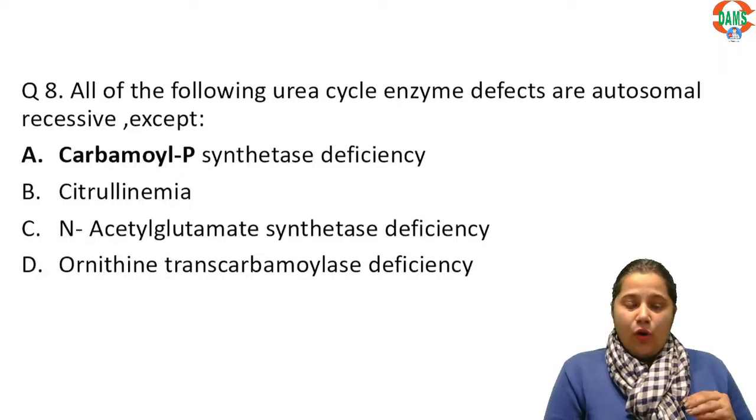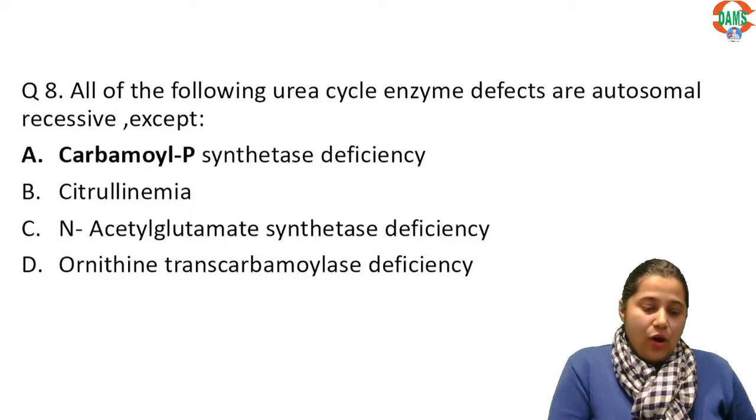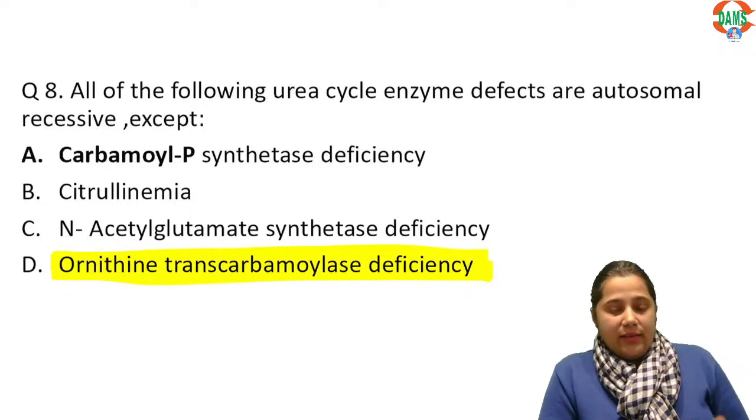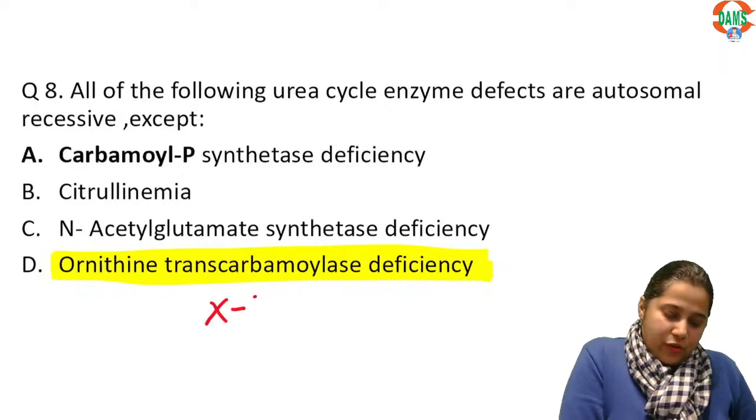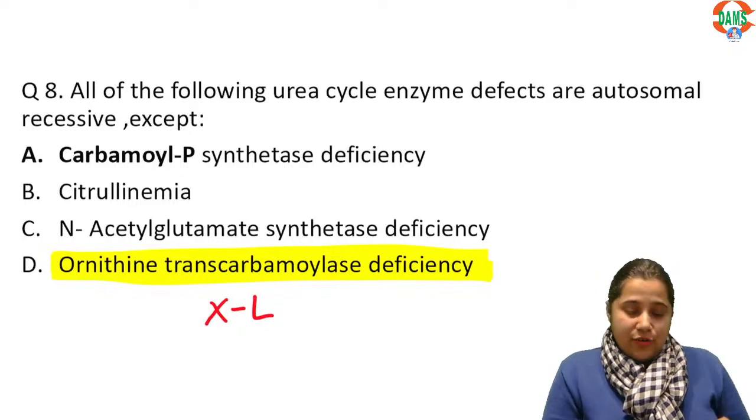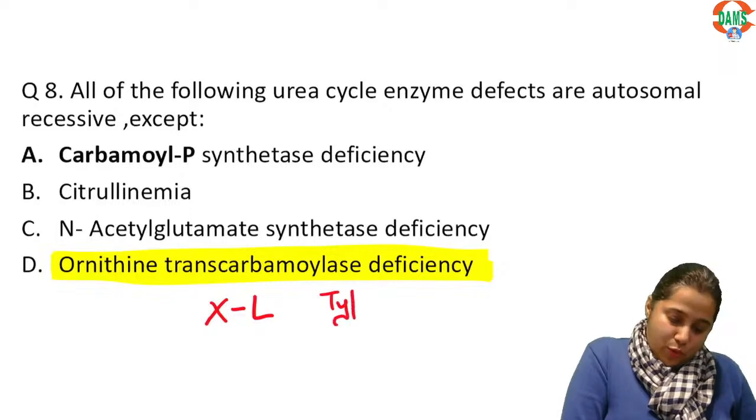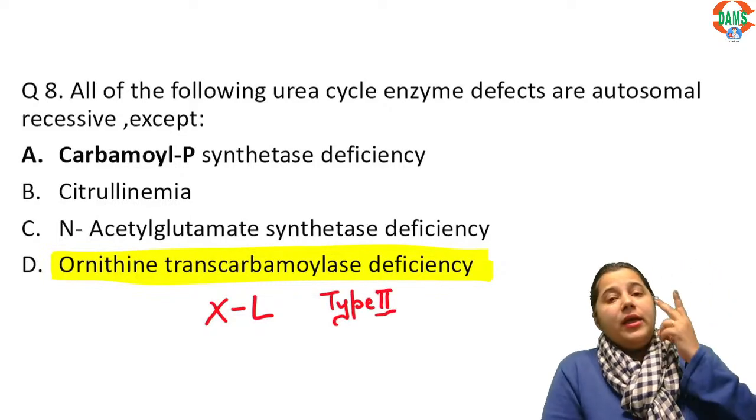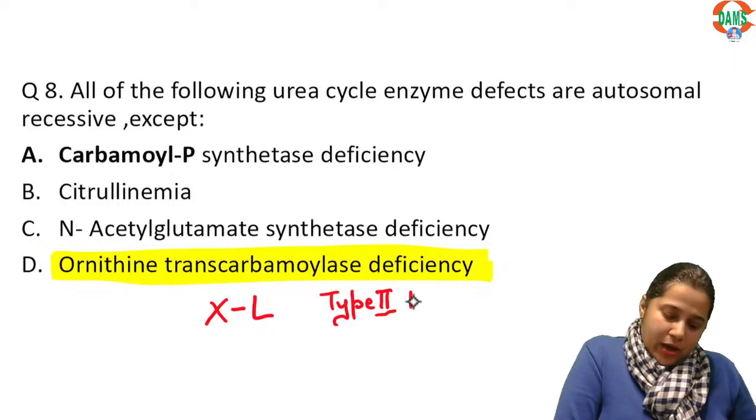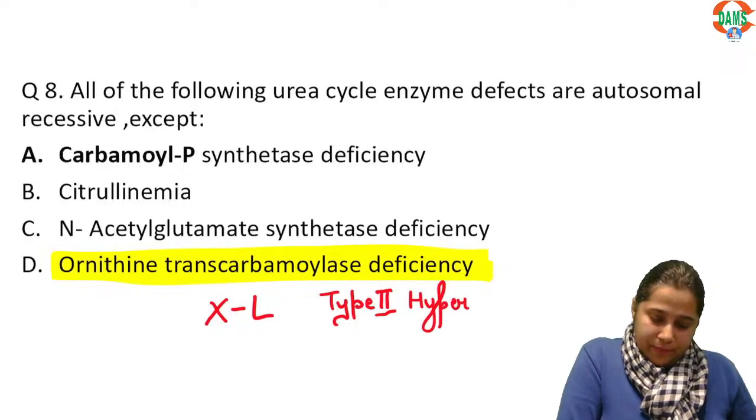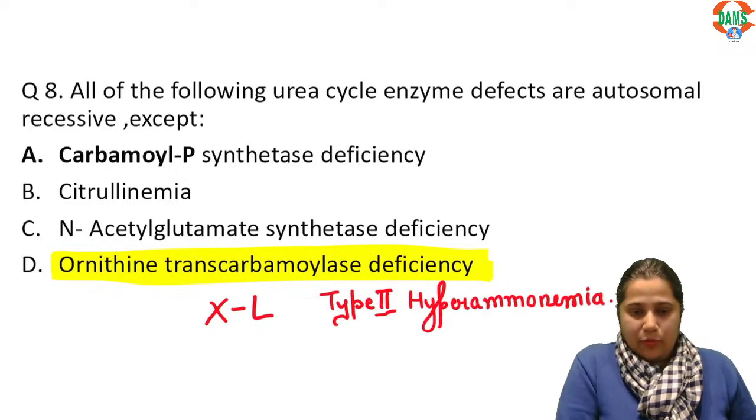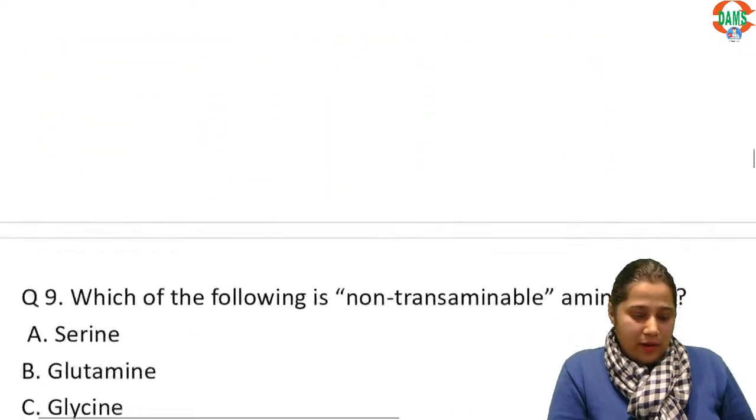All of them are autosomal recessive except ornithine transcarbamylase defect. This disorder is X-linked. This is the only urea cycle disorder which is X-linked in nature, and it is this disorder which is also known as type 2 hyperammonemia. It is the second enzyme in the series of urea cycle enzymes, so we call it type 2 hyperammonemia.